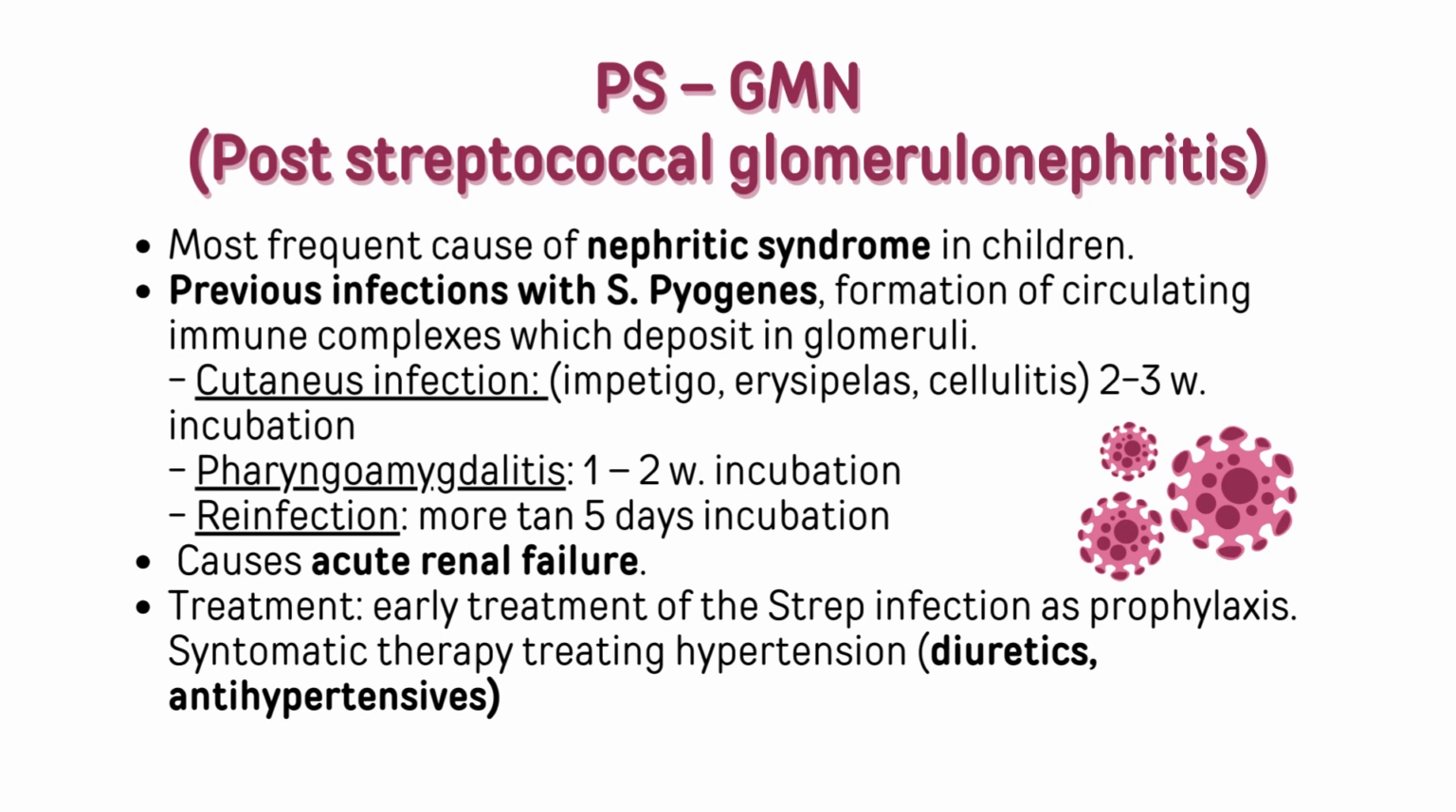How about post-streptococcal glomerulonephritis? It is the most frequent cause of nephritic syndrome in children. The peak incidence is at 7 years of age. It arises from previous infections with Streptococcus pyogenes, with formation of circulating immune complexes which deposit in glomeruli. The hematuria never shows up at the time of infection.